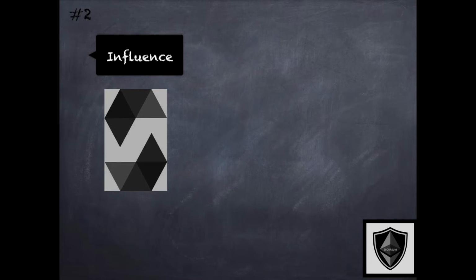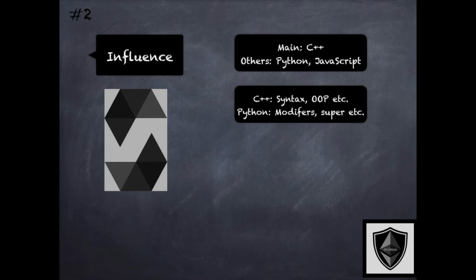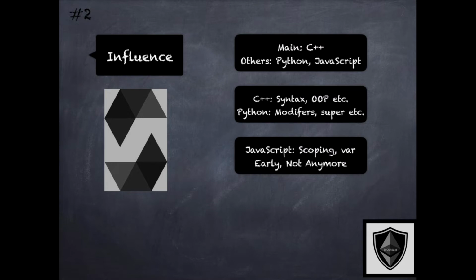If you look at what other high-level languages have influenced Solidity, it's mainly influenced by C++, a bit from Python, and some of the early motivation was also from JavaScript. A lot of the syntax and the object-oriented programming concepts we see in Solidity are heavily influenced by C++. The use of Solidity's modifiers, multiple inheritance, C3 linearization, and the use of the super keyword are from Python. And early on, there were influences from JavaScript as well, things like function level scoping and the use of the var keyword, but those influences have significantly been reduced since version 0.4.0.